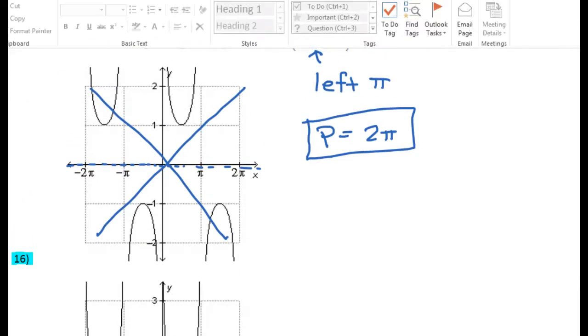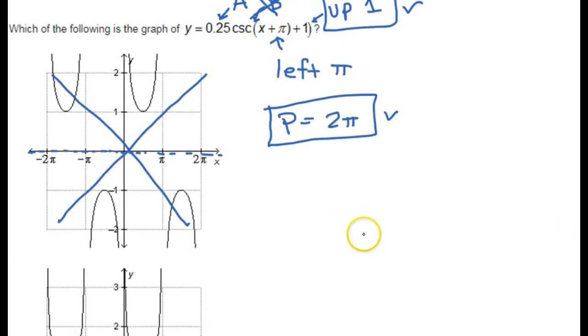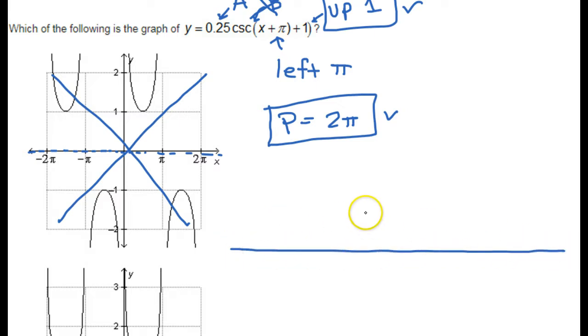So that means we have to turn our attention to the remaining piece of information, which is left pi. This is the most complicated one, because to use this, we have to do a whole graph of our own, and then imagine shifting it around. So that's what I'm going to do. Remember that cosecant is the reciprocal of the sine function. Hopefully you have that memorized. So that's why you're about to see me graph the sine function, because that's how you graph cosecant. You start with the sine function.